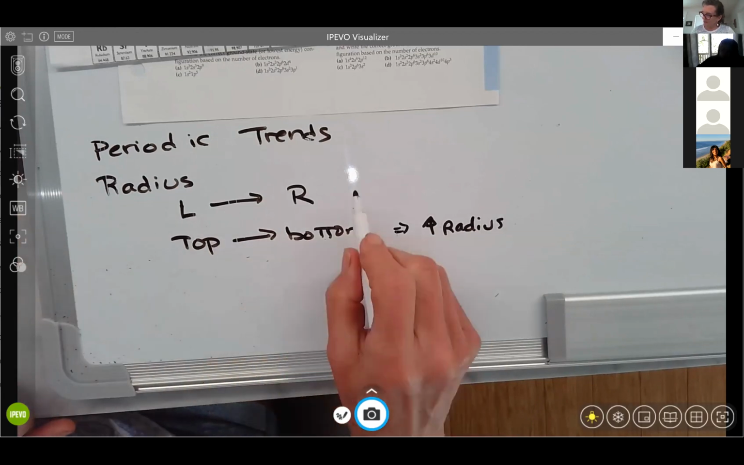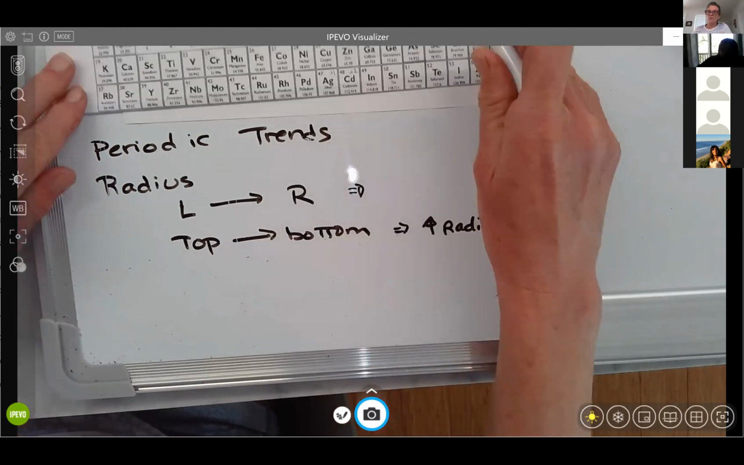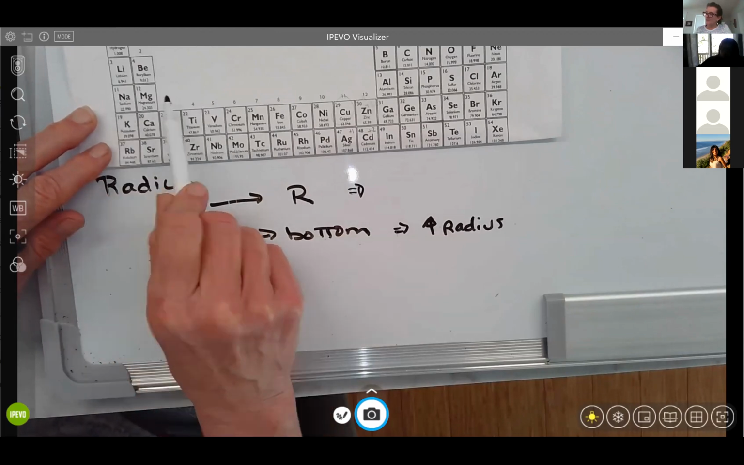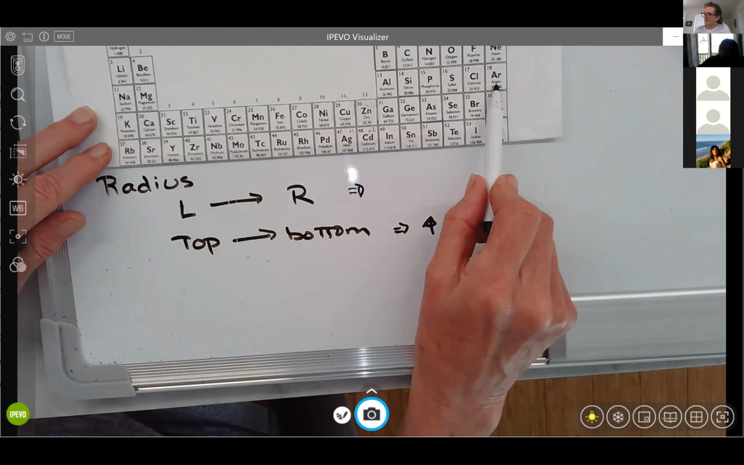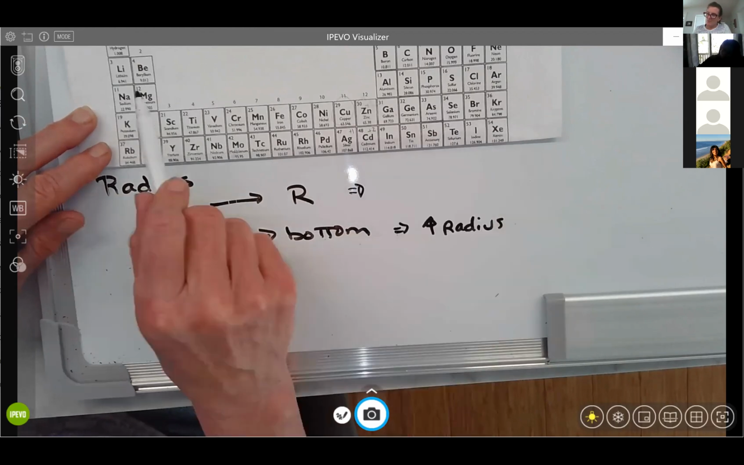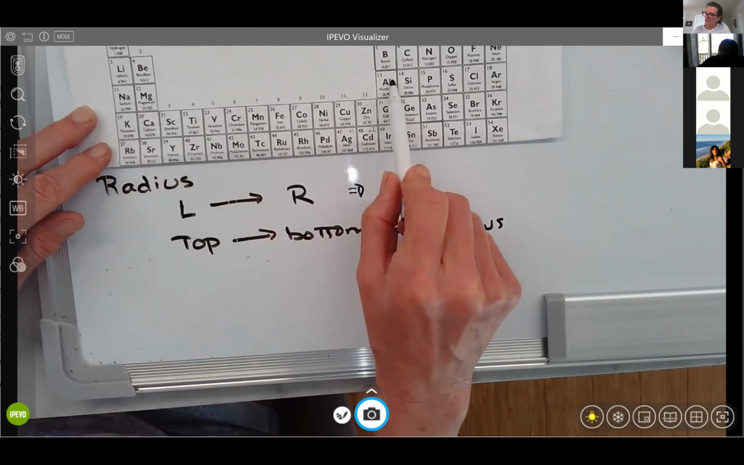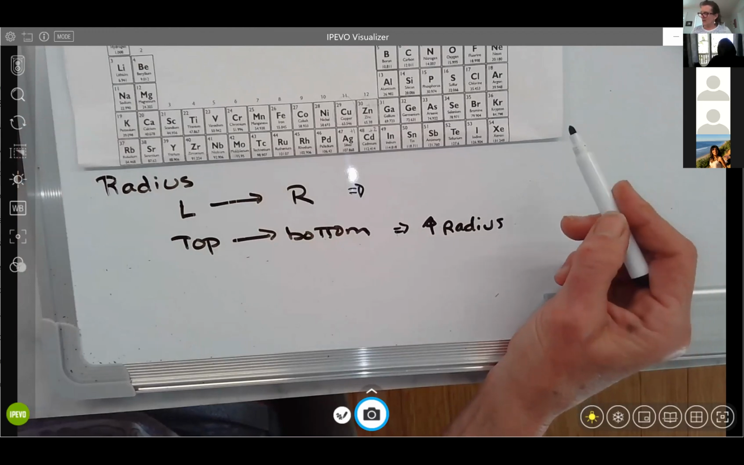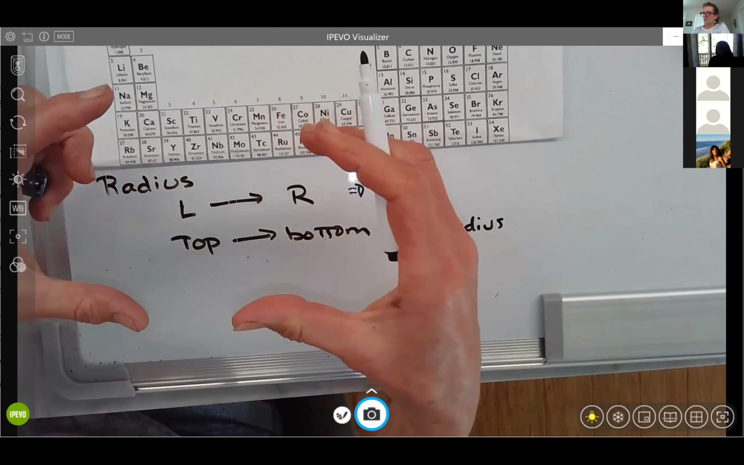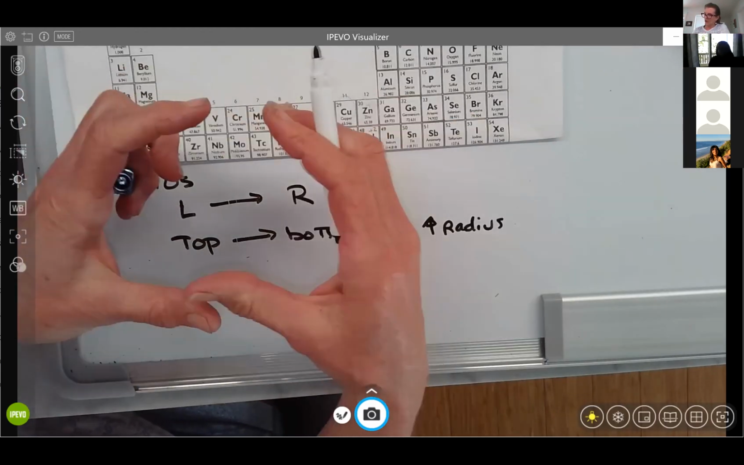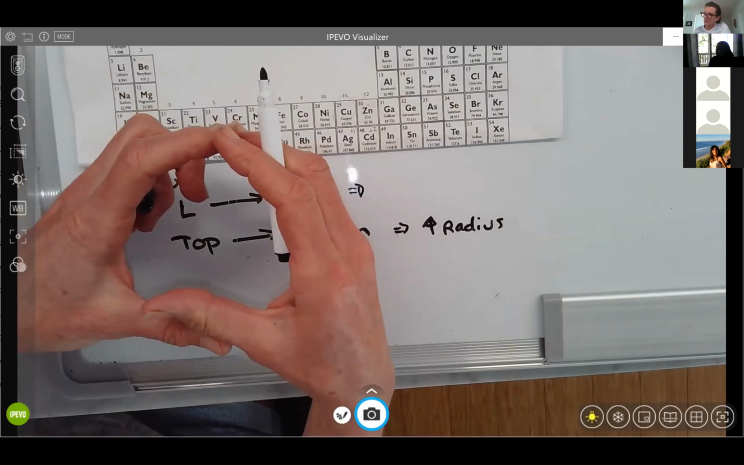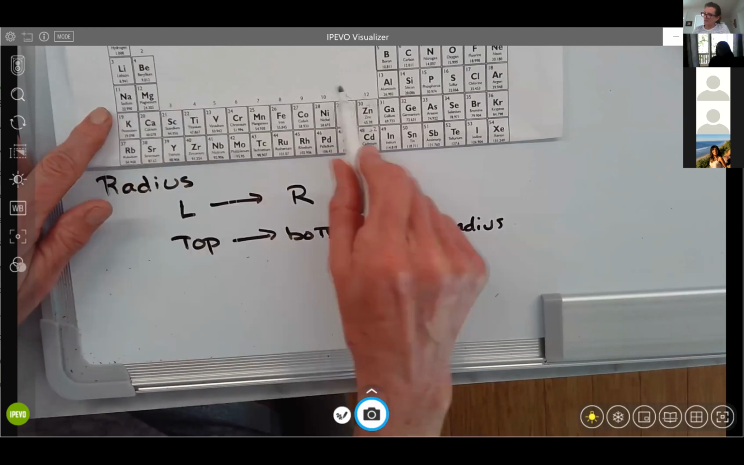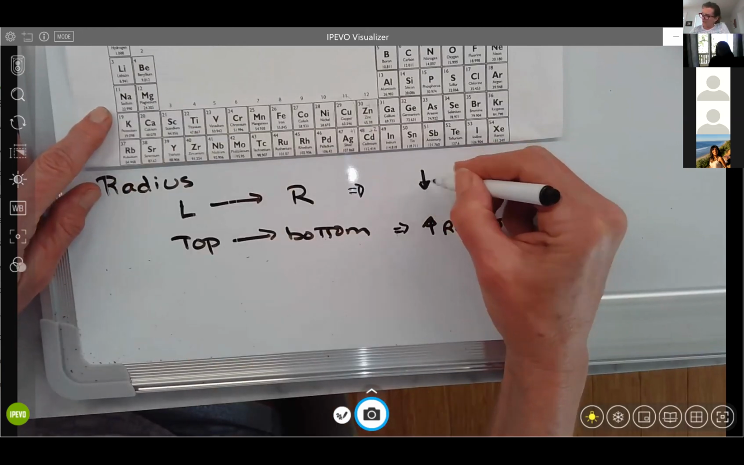From left to right, it's a bit trickier. When you go from left to right on a row in the periodic table, say you start at sodium and go to argon, you're adding electrons to the elements. Magnesium has one more electron than sodium, aluminum has one more than magnesium, and so on. But you are also adding protons. There's more positive charge in the nucleus, and the protons pull the electron cloud closer to the nucleus. So as you go across the periodic table from left to right, the radius actually decreases.